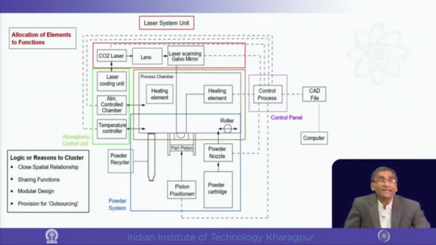So, we have just now seen how the functions are allocated to the physical elements and placed like this. The logic or reasons to cluster are close spatial relationship, that they should be close to each other, sharing functions, and modular design, because each of these is modular. We will talk about the modular architecture a little later. Then provision for outsourcing.